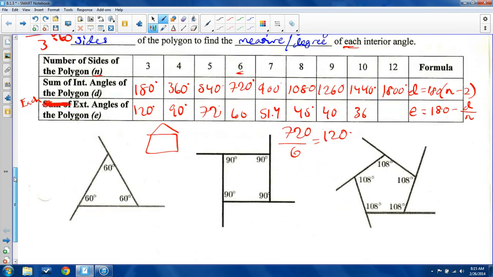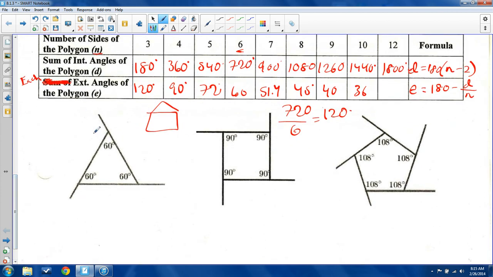Okay, so I want you to look at the bottom really quickly. We could have just done it here again. I'll make these 120. I want us to find out the sum of the exterior angles. So these are all 90 and these are all 72. You're going to recognize a pattern with these.